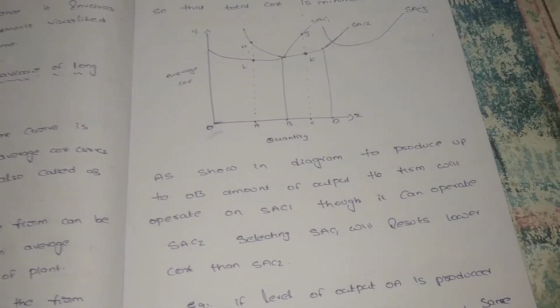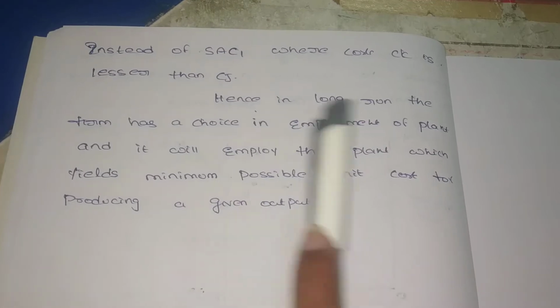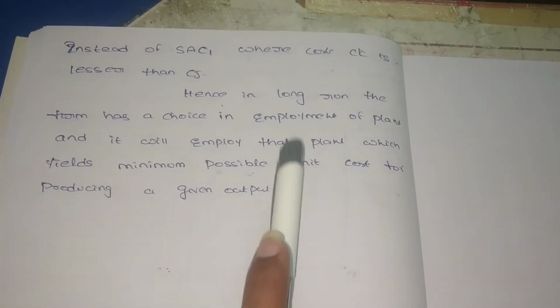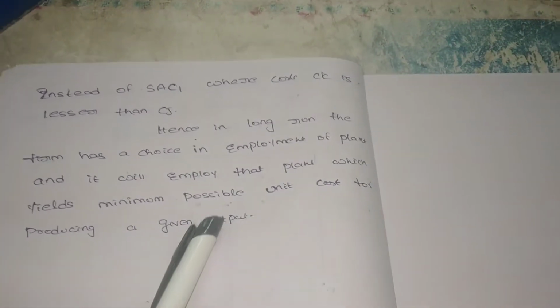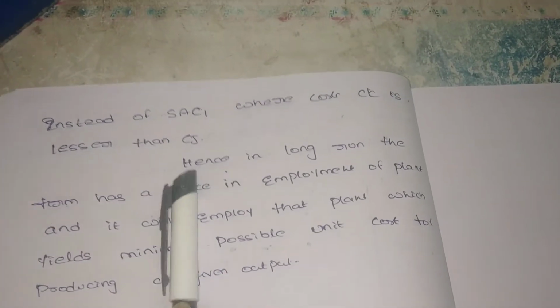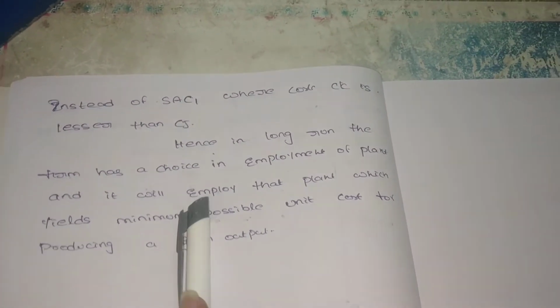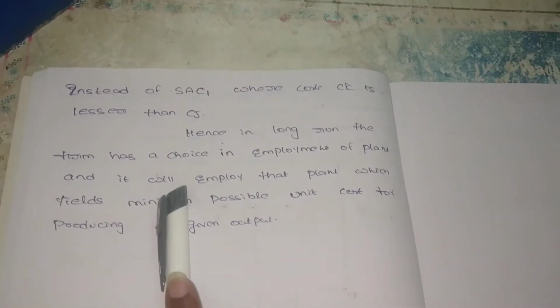Here they are explaining: hence, in the long run, the firm has a choice in employment of plant, and it will employ the plant which yields minimum possible unit cost for producing a given output. This is the complete conclusion from studying the graph. In the long run the firm has a choice, but when compared to the short run, there is no choice.